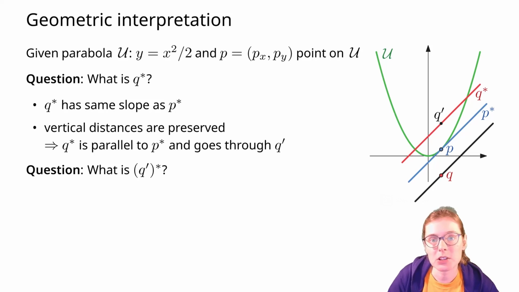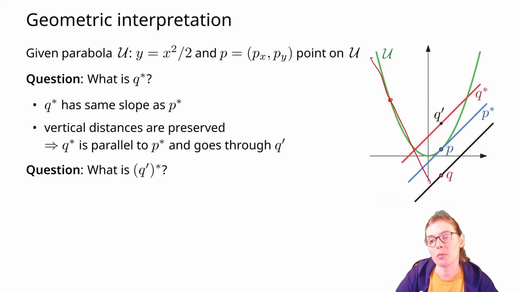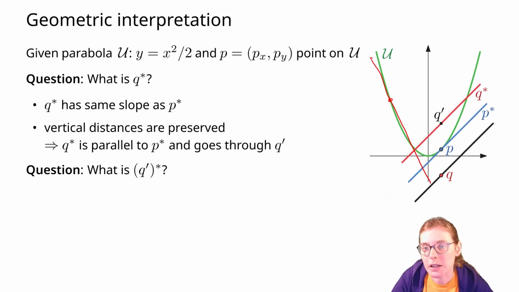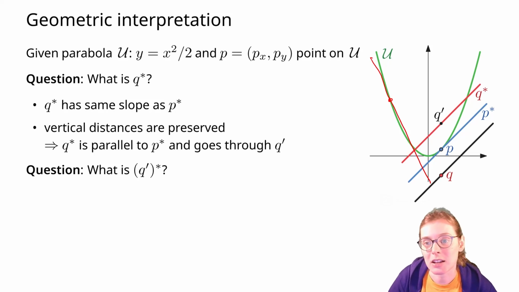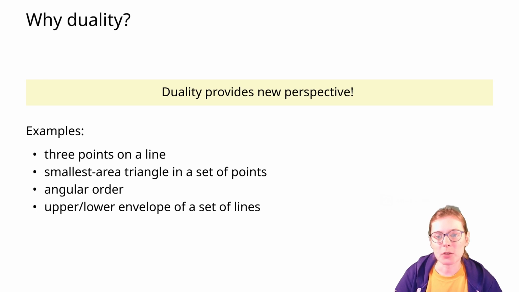One final observation that we can make here is that only the points on the parabola will have their dual lines passing through them. And to find these dual lines, we can simply find the tangent line to the parabola through the given point. Now, let's see how we can use duality to solve the problems that we have started with and many other problems.